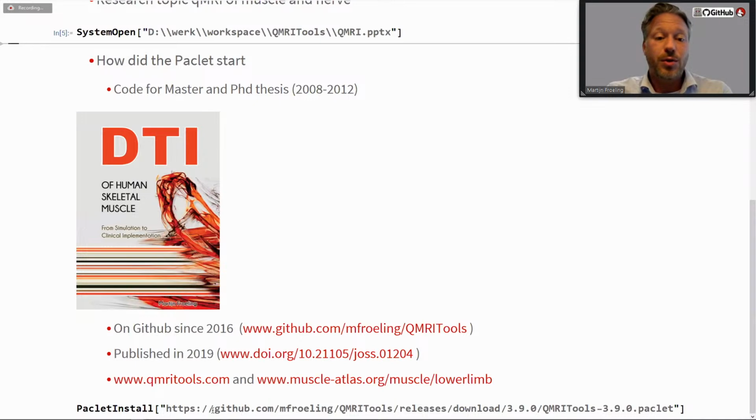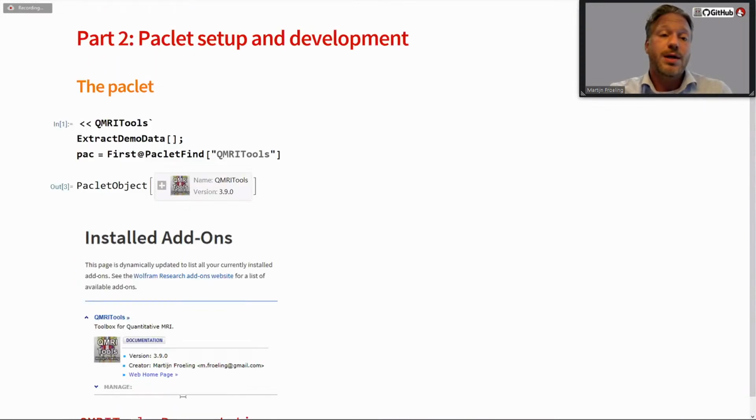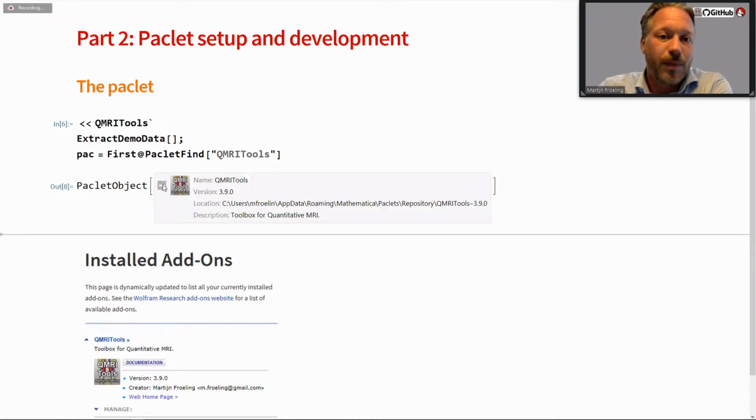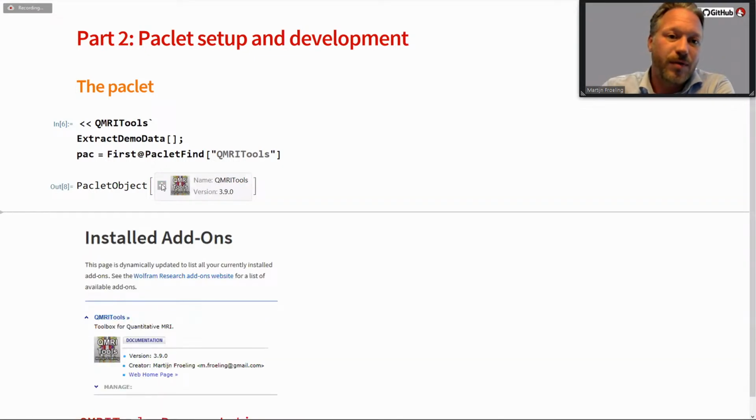And if you want to install it, you can directly install it from the GitHub releases page, where you can use this Paclet install to actually install the Paclet on your own computer. So the Paclet also comes with some demo data. So let's start with loading the Paclet. So currently we're at version 3.9, and it takes a while to load, and I'll explain later why it takes so long to load.